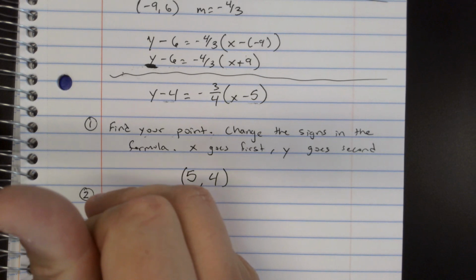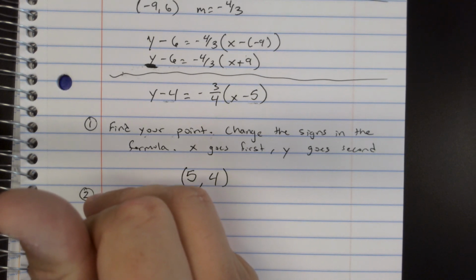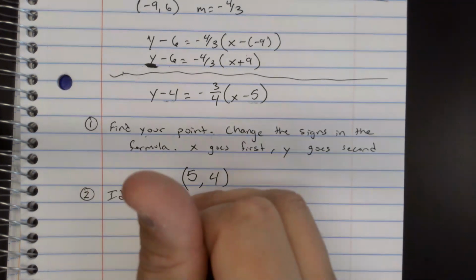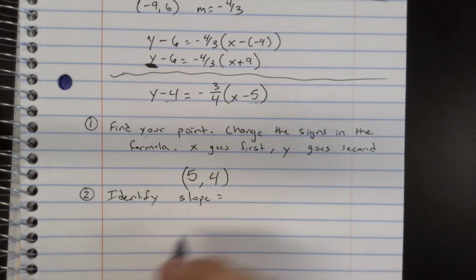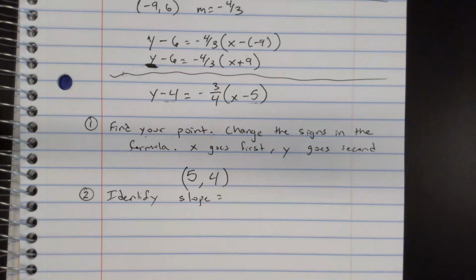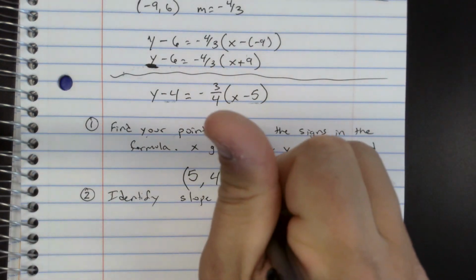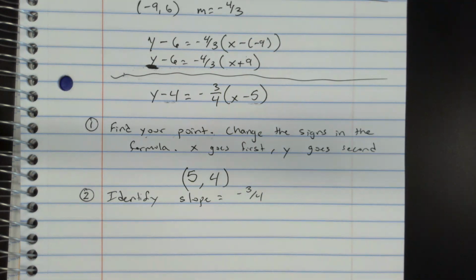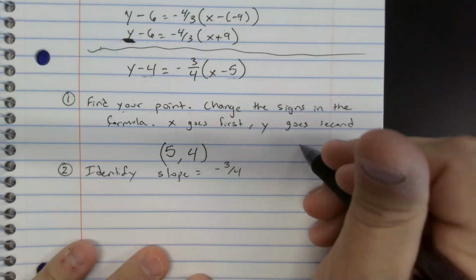Step 2, identify the slope. What's our slope in that formula? Negative 3/4, right? Okay. Slope stays the same. The only thing that changes are the points. So the slope stays. Okay. So now watch this. You guys ready?